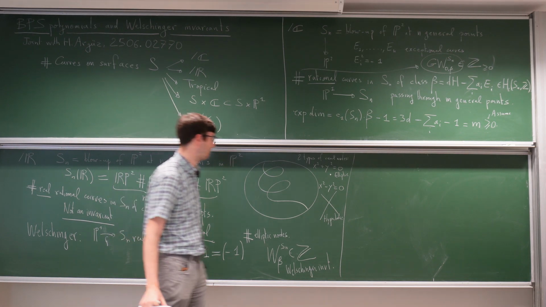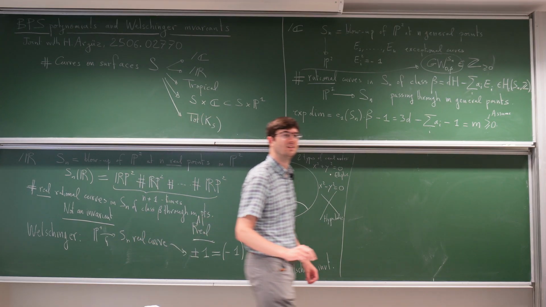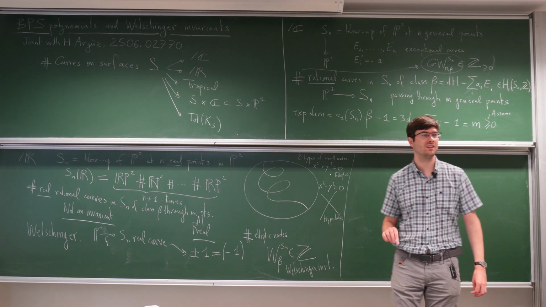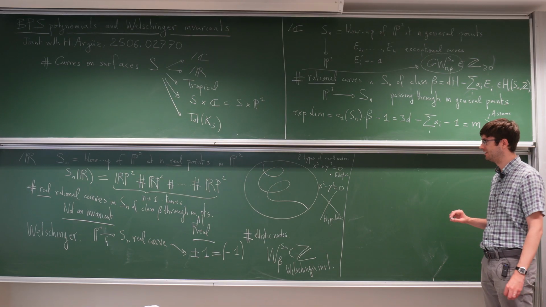Can you draw a picture of what a bifurcation that gives rise to a pair of elliptic and hyperbolic nodes looks like? Is there a simple example?